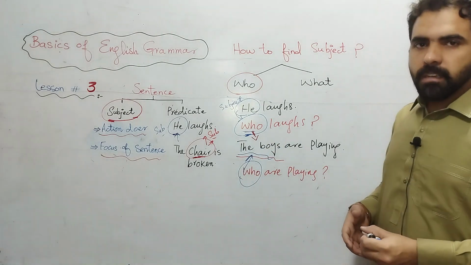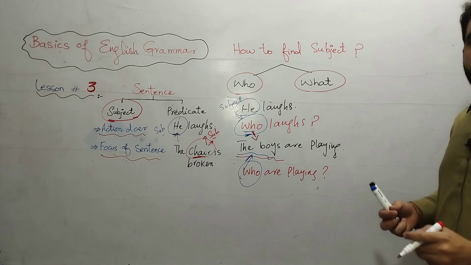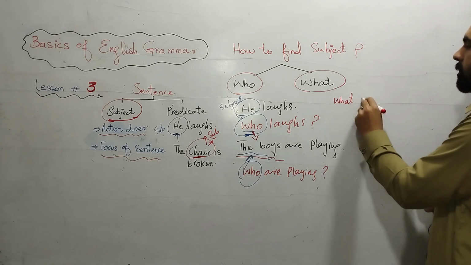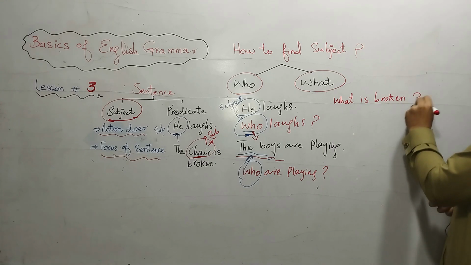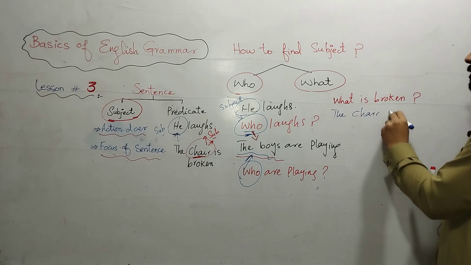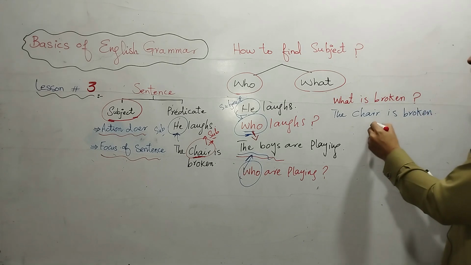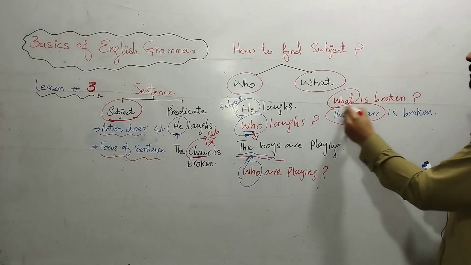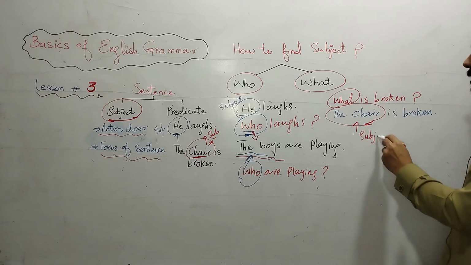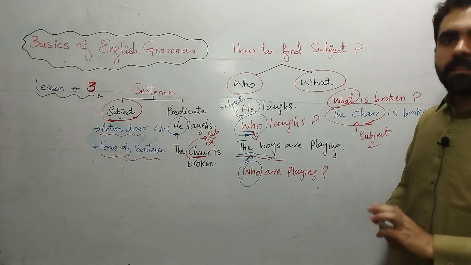The second test is the test of what. You can also apply this test on a sentence to find out the subject of that sentence. For example, if I say, what is broken? The answer would be, the chair is broken. Now, you can say the words the chair answer this what. So we can say the chair in this sentence is the subject of the sentence. So by applying these two tests, you can find the subject in a sentence.